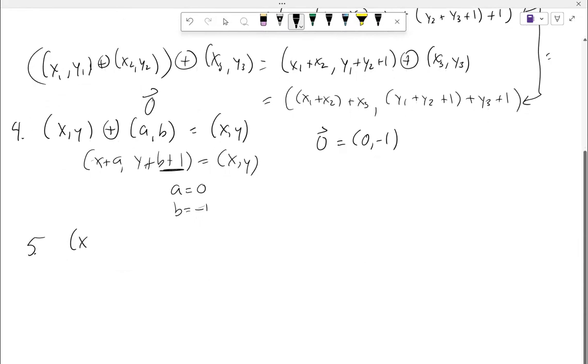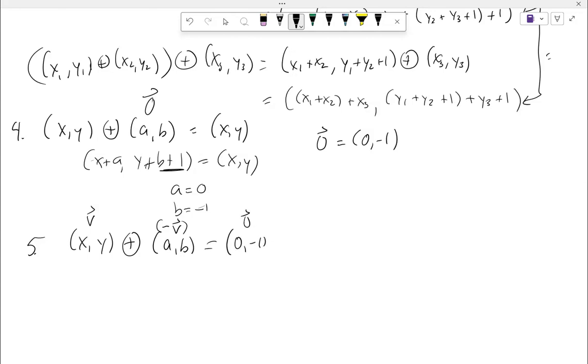So if I start with an x, y, and I want to add something that is its inverse, if this is your v and this is -v, what are we trying to get back to when we're doing inverses? The zero vector, right? In this case, what is your zero vector? 0, -1. We need to get back to this zero vector, right?